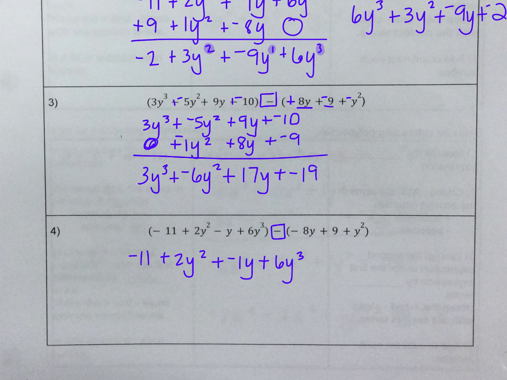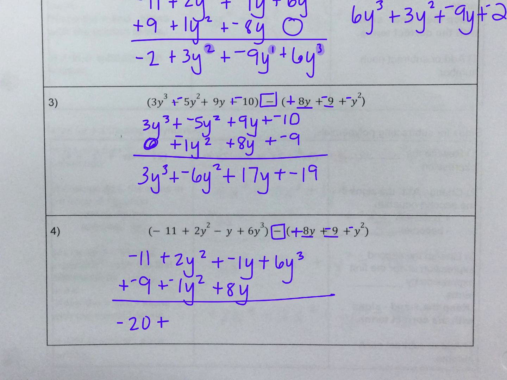All right, because it's subtraction, I got to change all my signs. The 8y goes under the 1, so plus 8y. The 9 plus negative 9, and then the plus negative 1y squared. Negative 11 plus negative 9 is a negative 20 plus 1y squared. Negative 1 plus 8 is 7y plus 6y to the third.